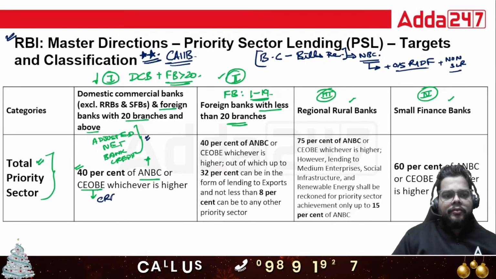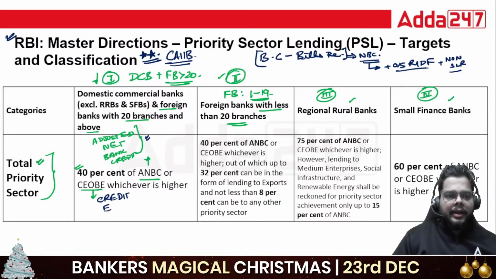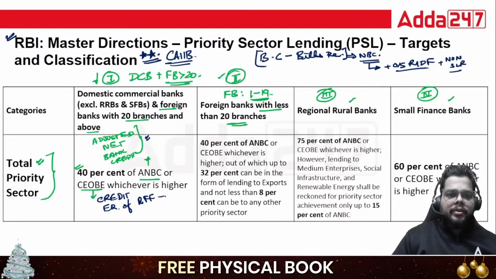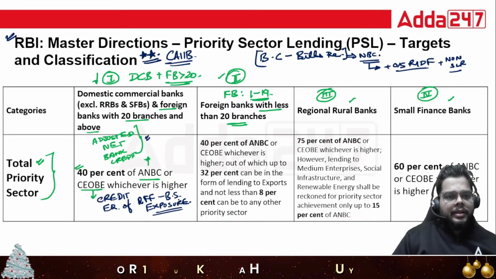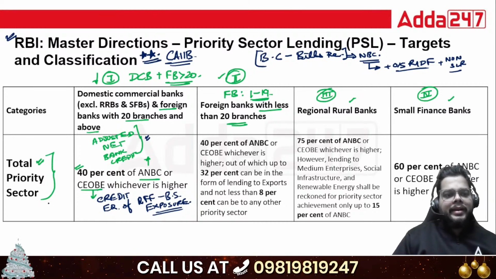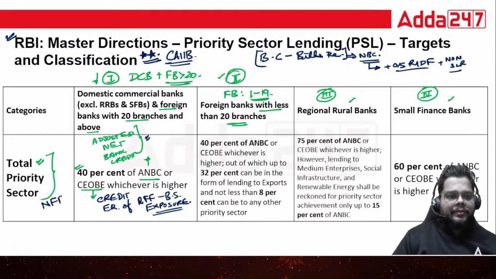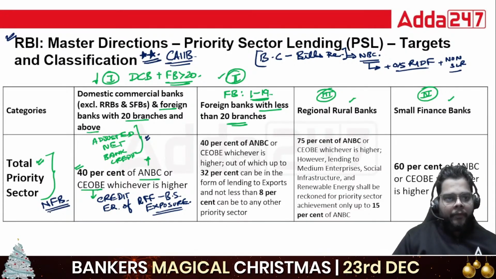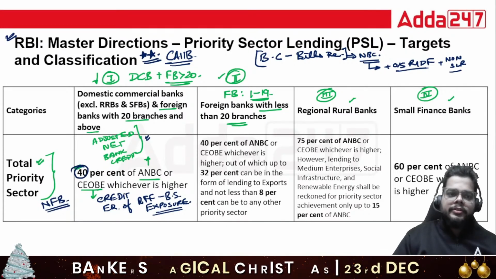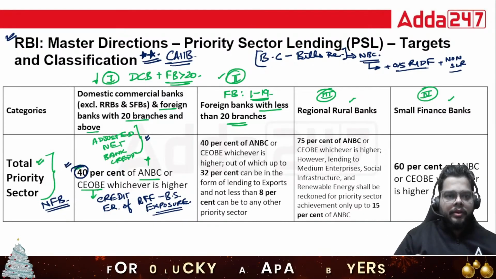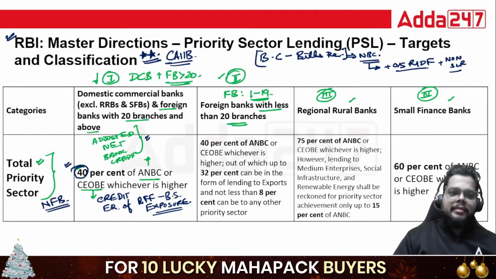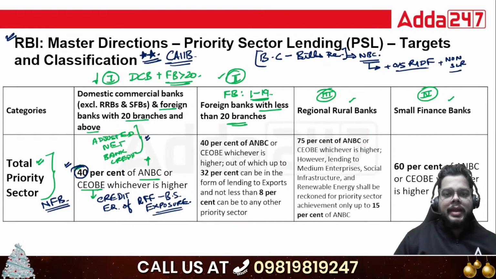Credit equivalent of off balance sheet exposure, which is not included in the balance sheet. That type of exposure we are talking about. And whenever such exposure is being discussed, we mostly say that it is in the form of non-fund based facility, NFB. So 40% of ANBC or COB, whichever is higher. For our exam, you have to know the numbers only. Nobody will be asking you to explain COB, or for that matter, ANBC in IE and IFS.